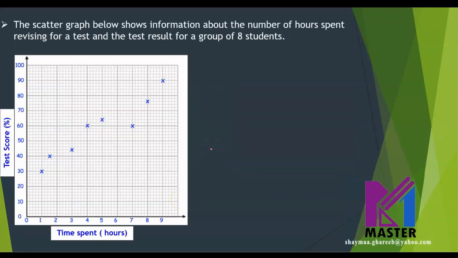Now let's read this question together. The scatter graph below shows information about the number of hours spent revising for a test and the test result for a group of 8 students. We have 8 scores here for 8 students. And we have the time spent in hours, and we have the test score percentage. Let's see question number 1.